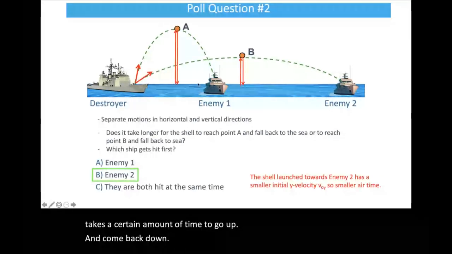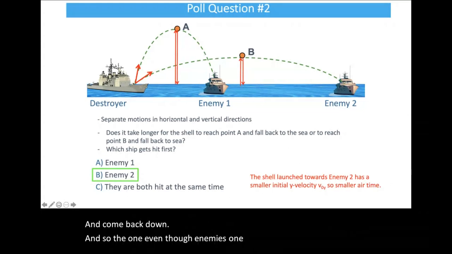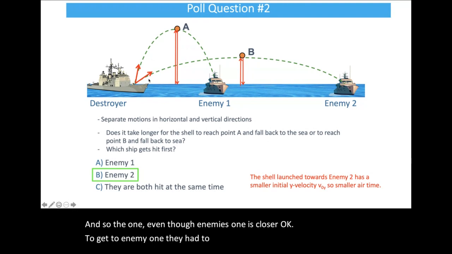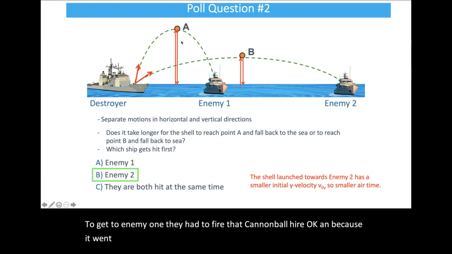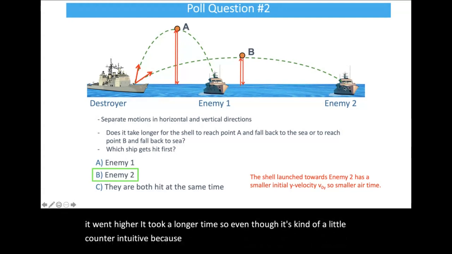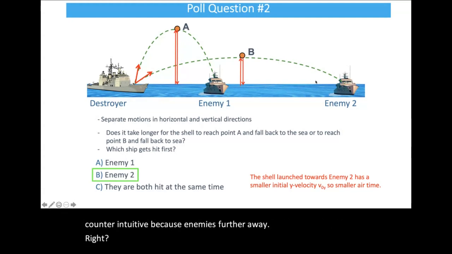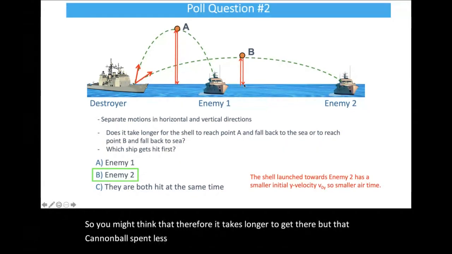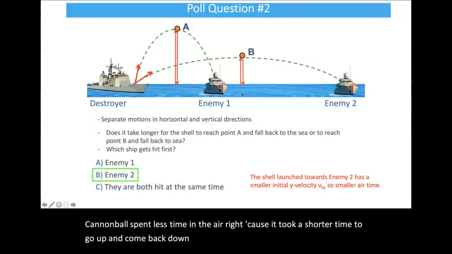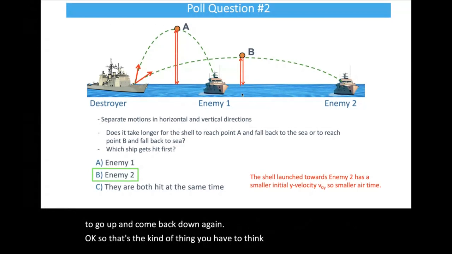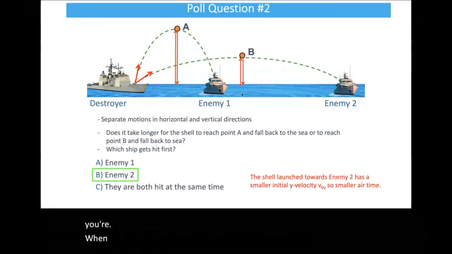So even though enemy 1 is closer, to get to enemy 1 they had to fire that cannonball higher, and because it went higher, it took a longer time. It's a little counterintuitive because enemy 2 is further away, so you might think that it takes longer to get there, but that cannonball spent less time in the air, because it took a shorter time to go up and come back down again. That's the kind of thing you have to think about when you're doing these problems.